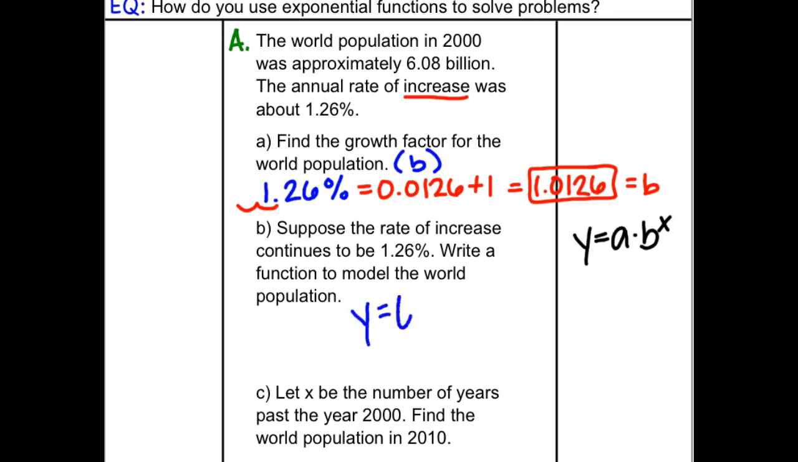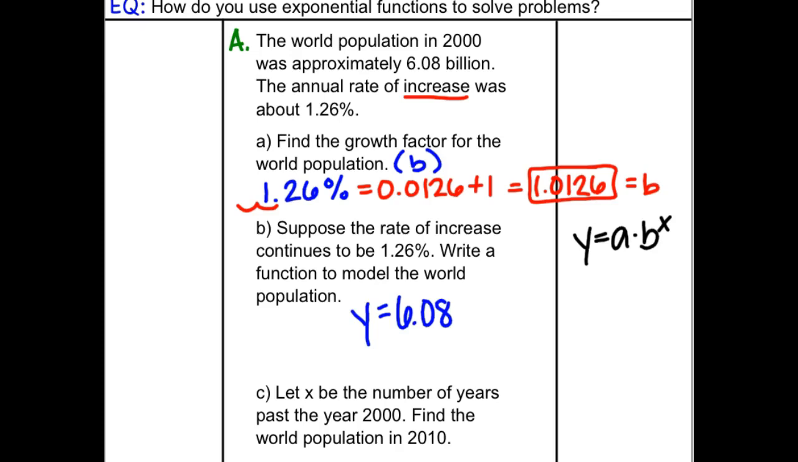A is 6.08. But don't we have to put all the extra zeros on there to make it a billion? That's a good question. You could if you really wanted to. Unfortunately, because 6.08 billion is 6,080,000,000, when you start multiplying that out, even though 1.0126 isn't that big, you might run out of space on your calculator, and then you're going to get scientific notation, and then you're going to freak out even more. So instead, we leave it at 6.08, knowing our answer is going to be in the billions, and then whatever answer we get, we just tack the word billion onto the end of it.